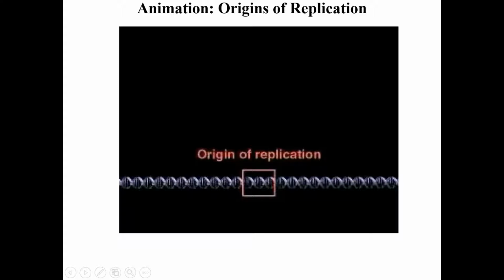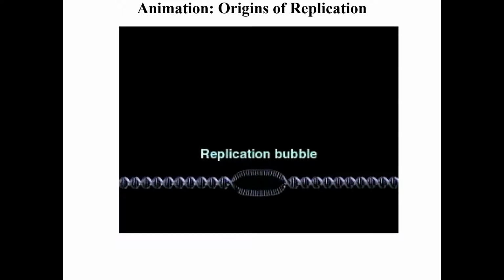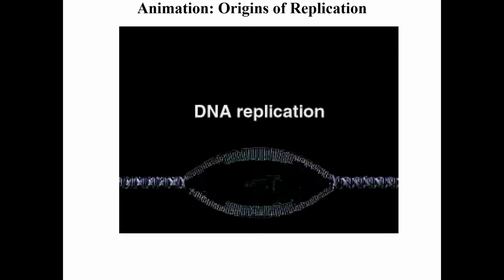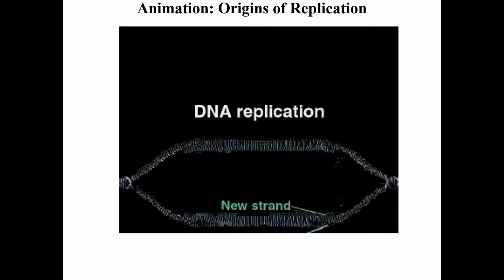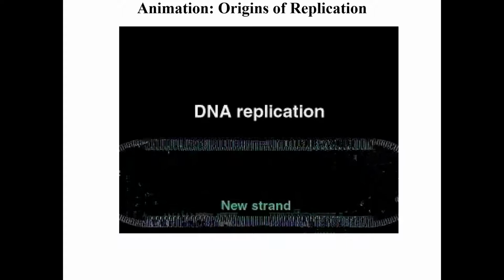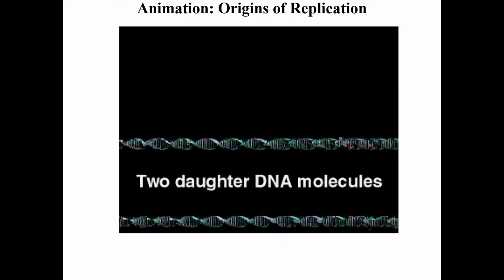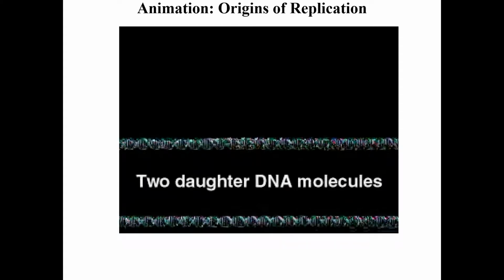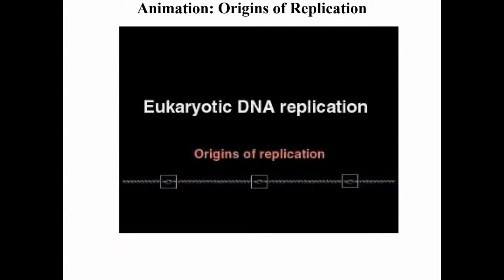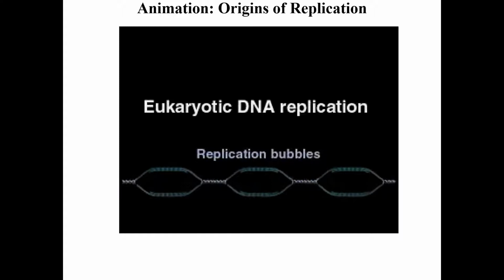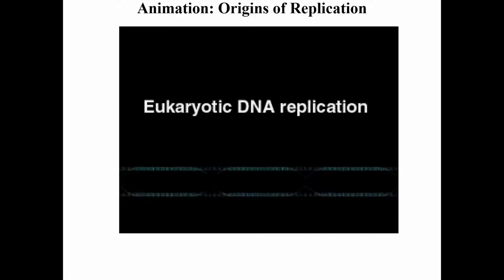Replication of a DNA molecule begins at a specific sequence called an origin of replication. The two strands separate, forming a small replication bubble. DNA replication starts and then proceeds in both directions until the original DNA molecule is completely replicated. Each of the two daughter molecules consists of one old strand, shown in purple, and one new strand, shown in green. The DNA of a eukaryotic chromosome has multiple origins of replication. The multiple replication bubbles allow this very long molecule to be copied quite quickly, resulting in two daughter DNA molecules.